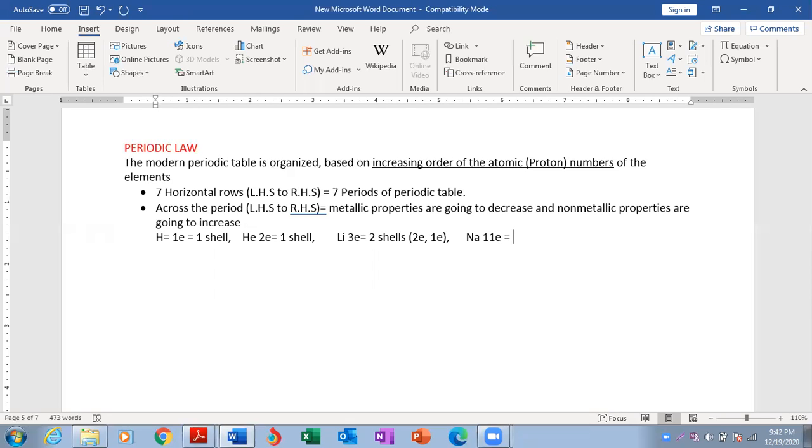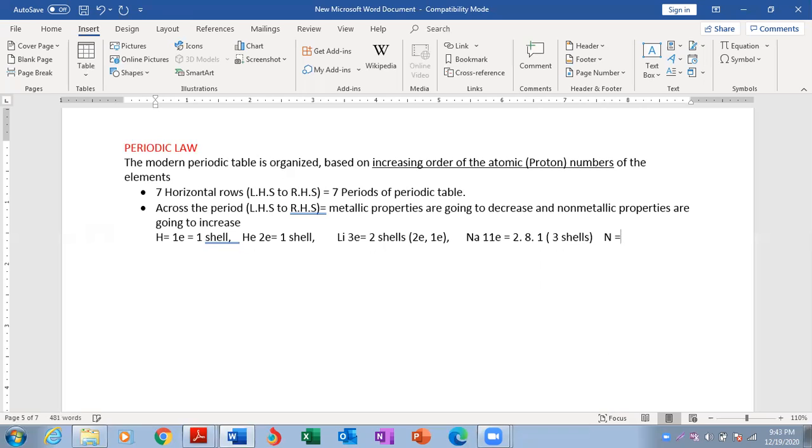I'm just writing the quantity of electrons in each shell. The first shell keeps two electrons. I'm just organizing their electrons. The second one keeps how many electrons? Eight electrons. And the third one keeps one electron. So how many shells are there? There are three shells. Very good.